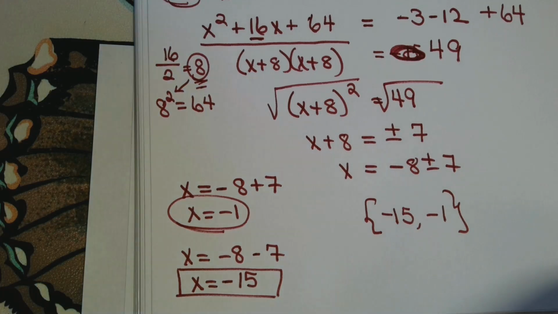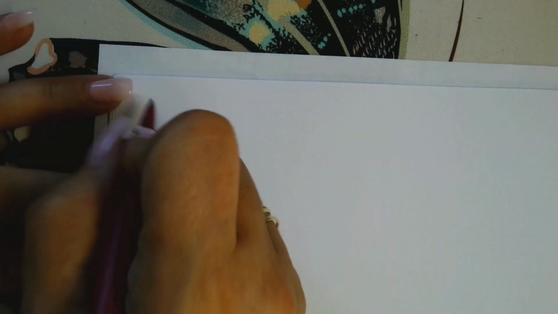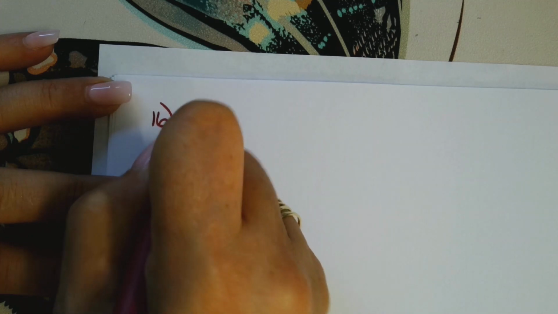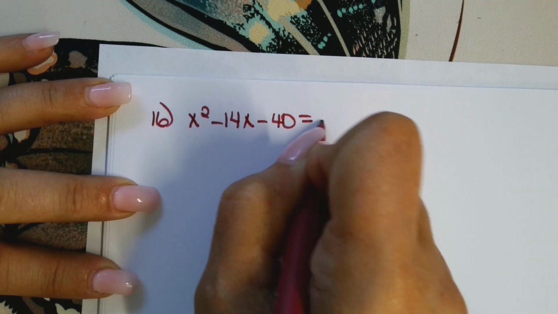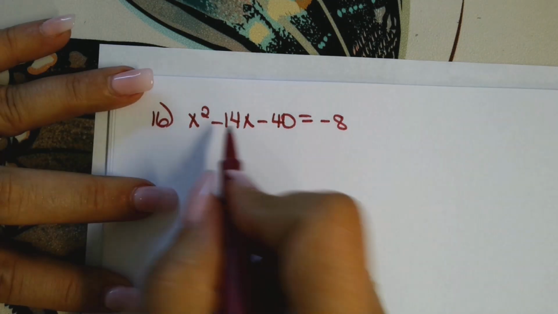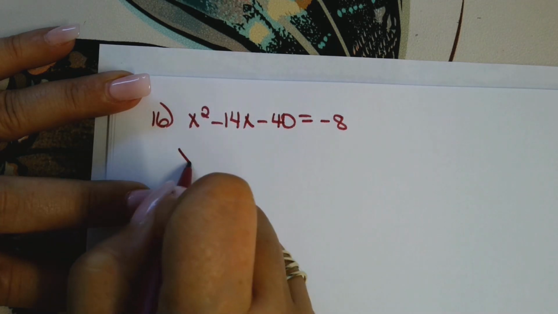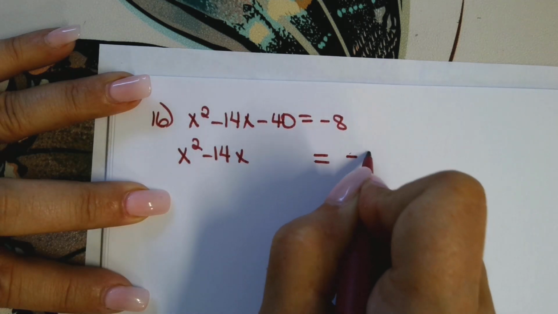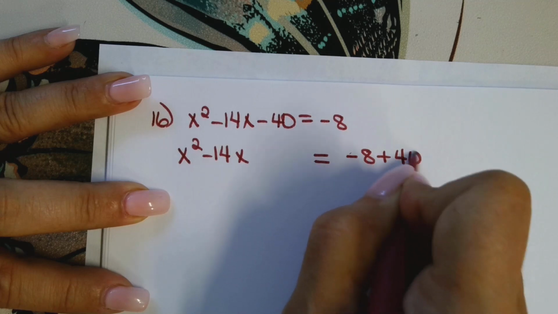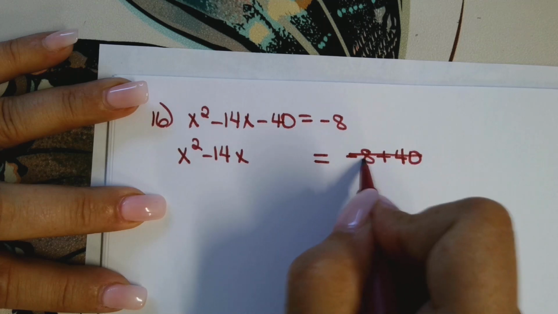Okay, let's move on to number 16. So for 16, we have x squared minus 14x minus 40 equals -8. Again, completing the square, we're going to move the constants over to the right side. So x squared minus 14x equals, that's -8 plus 40. -8 plus 40 is just 32.